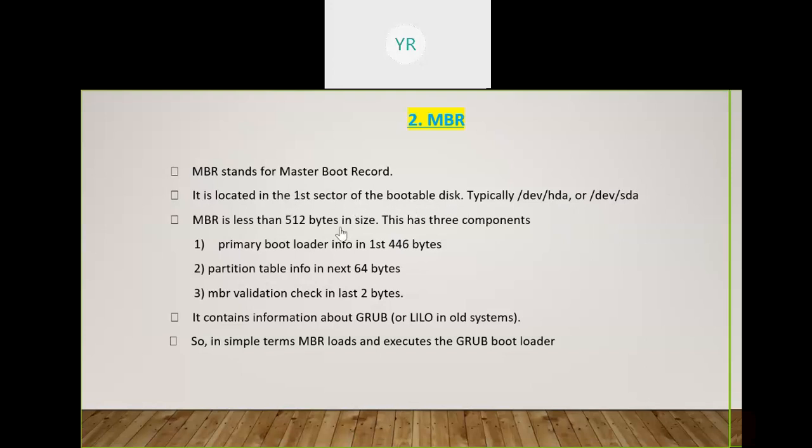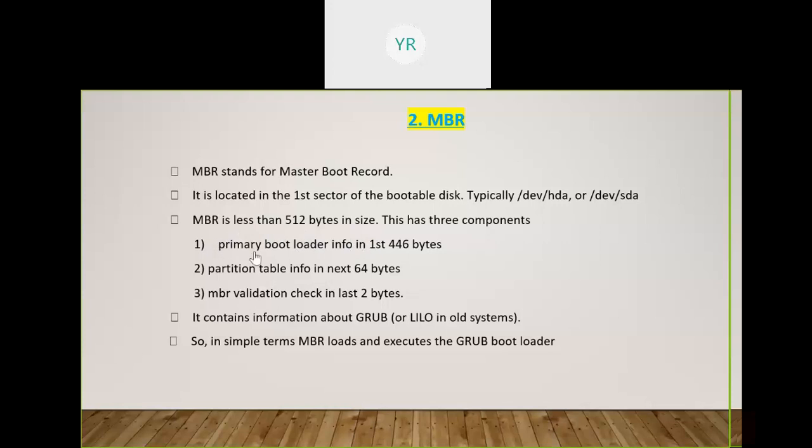Okay, next. Generally MBR is 512 bytes in size. MBR is also a program. Okay, this is again divided into three parts. The first one is primary bootloader information. In the first 446 bytes, it consists of that primary bootloader information. So which bootloader will be loaded into the system is given by this one.